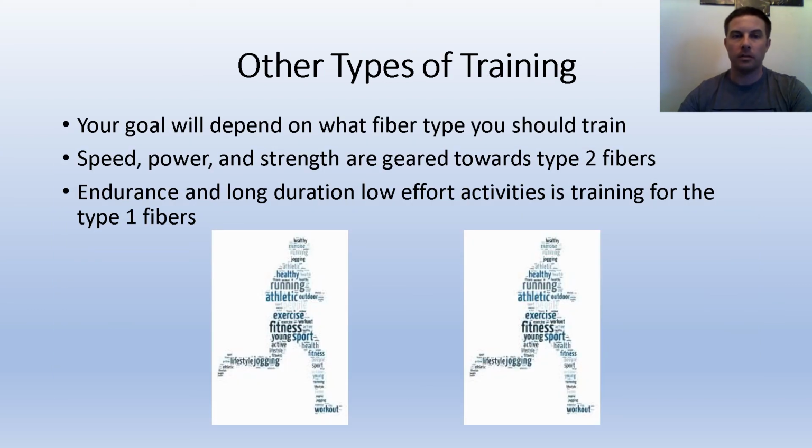Depending on your goal, different types of training would be preferential in helping you reach that goal. Speed, power, and strength are generally geared toward type 2 fibers. Endurance, long, slow duration, low effort activities are more for type 1 fibers. The different training methods can be used for resistance training or movement-based workouts. Methods like interval training, plyometrics, circuit training, and sprints can help you with the type 2 fibers as well.